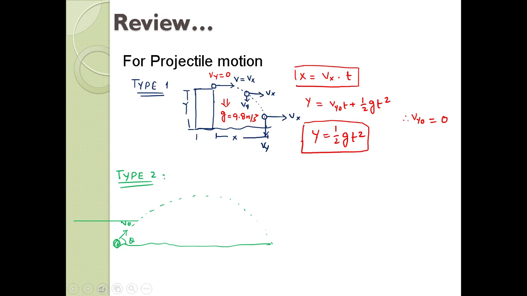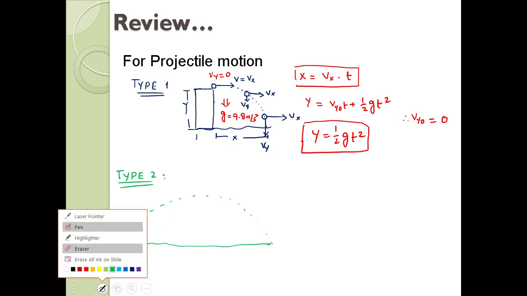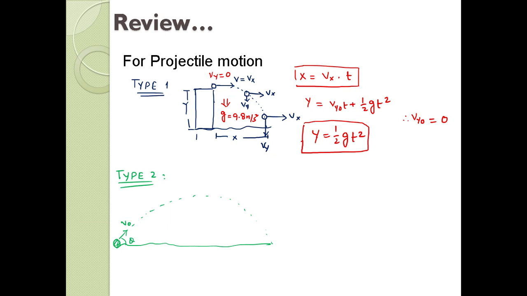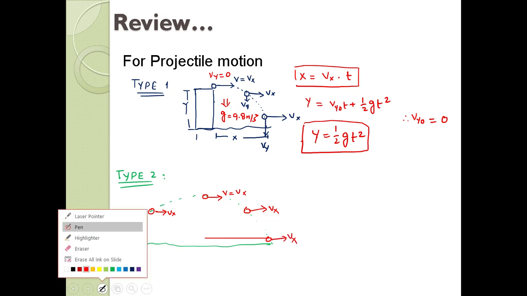And if you remember the previous lesson, if you watched the previous lesson, you can easily understand that I told you this is the initial V naught x. When it reaches here, V naught x remains the same, so it becomes Vx at the maximum height. The total velocity will be Vx, and then it will go down. Vx is not changing. When Vx is not changing, it means that the total horizontal acceleration will be zero.